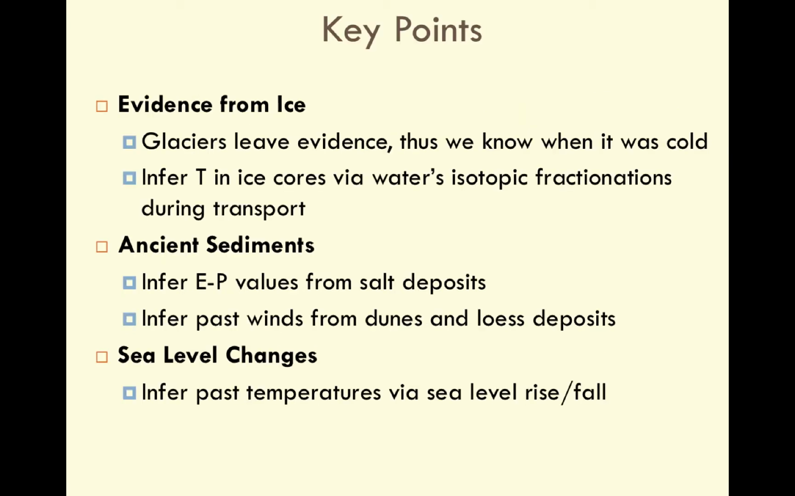Key points from here: evidence from ice. Glaciers leave evidence, thus we know when it was cold. We infer temperature in ice cores by water's isotopic fractionations that happen during transport. Ancient sediments can be used to infer evaporation minus precipitation values, or the balance there, from salt deposits. Anywhere we see salt deposits, we know it's extremely high evaporation rates that superseded precipitation rates for a long time. We can infer past winds from dunes and also loess deposits. Sea level changes. We can infer past temperatures by sea level rise and falls or fluctuations in sea levels.